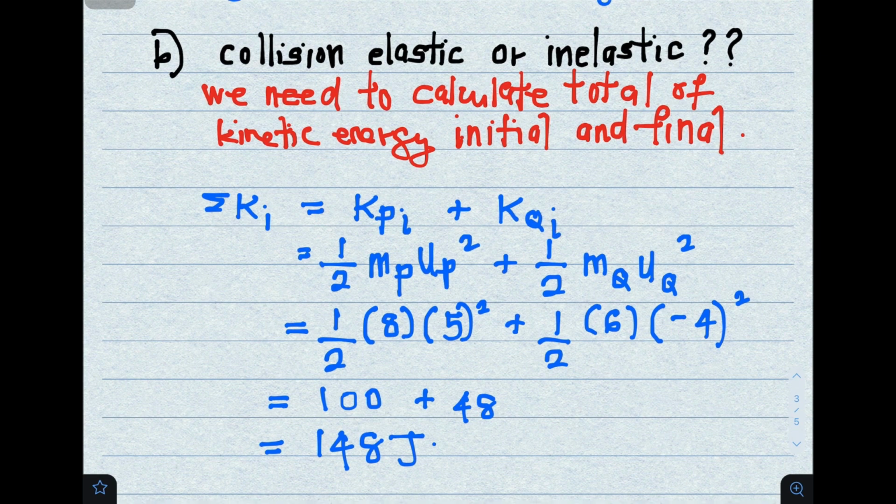We know that the equation for kinetic energy is K equals half mv squared. This is a general equation, so we need to apply it here for the initial situation. You are going to get half mPuP squared plus half mQuQ squared. We are going to substitute all the values given inside the question, and you are going to get the total initial kinetic energy is 148 joule.